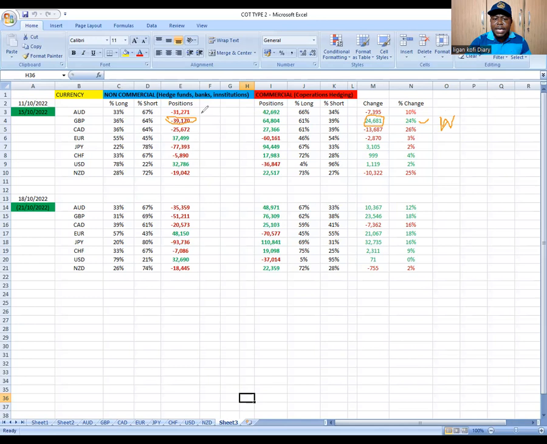And then AUD is also weak. But the number of traders who are on AUD have reduced by a margin of 7,395. So it means AUD is going to have a bit of relief. So if you are trading GBP AUD, what do you think will be the signal for this week? Last week, I'm using last week because this is last week. This is this week. We are still working on last week first.